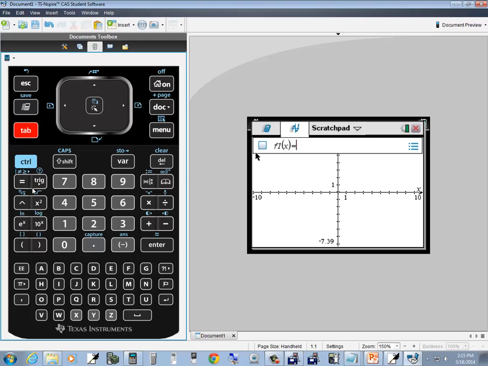Now to graph y is equal to x, we just push our x key, which is down here. And then, if I just press enter, it automatically graphs for you. And that'd be your answer.